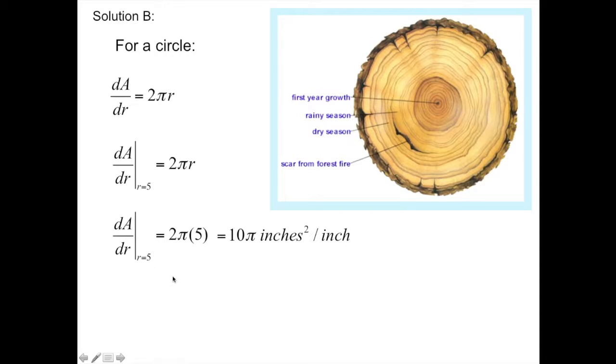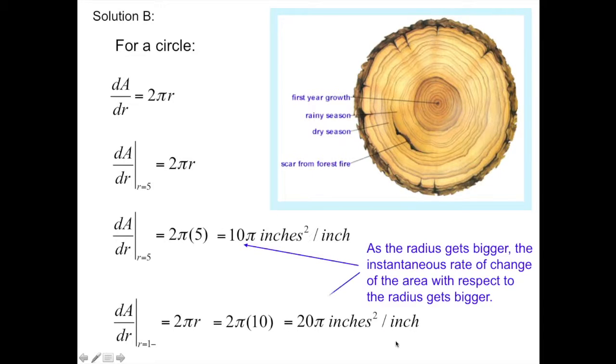If we evaluate that when the radius is 10 inches, then we have 2 times pi times r, which is 2 pi times 10. And so we have 20 pi inches squared per inch. So as the radius gets bigger, the instantaneous rate of change of the area with respect to the radius gets bigger.